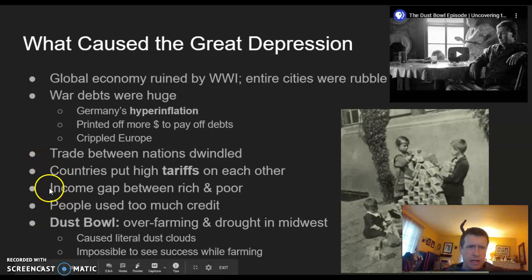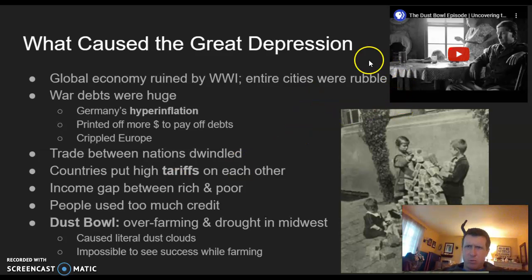As I said, people are using too much credit. There was a huge gap between the rich and the poor. The rich were really rich, and the poor were really poor. And I talked about this way back in the World War One section or World War One chapter.